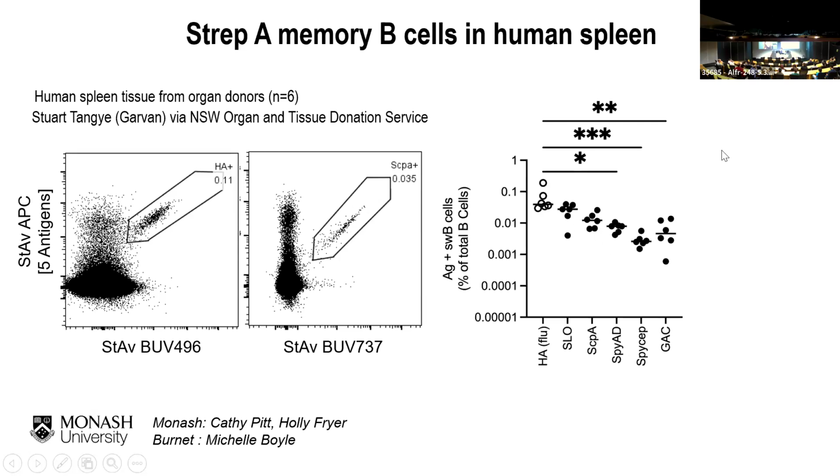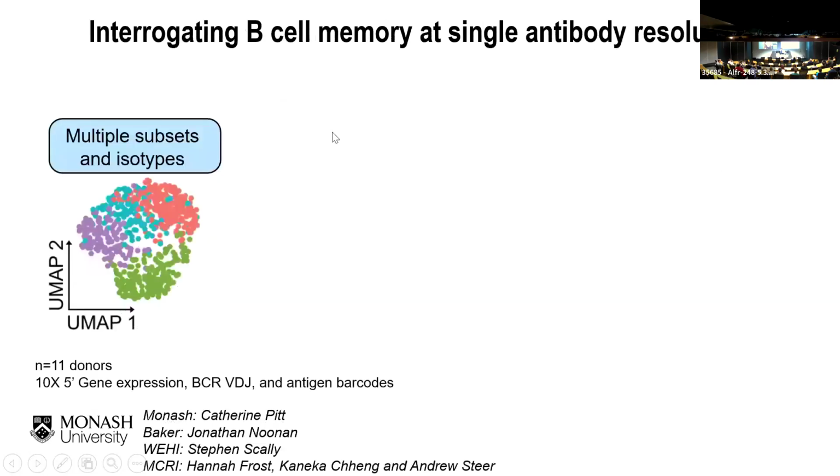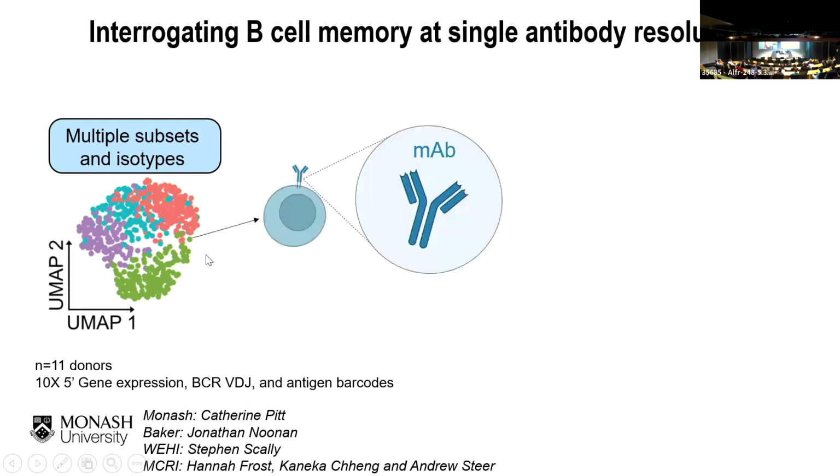So this is work that's kind of ongoing. The approach we're using to dig into this is single cell sequencing, where we can not only get information about what subsets of B cells are there and what isotypes they express, but also, where each of the dots here represents a cell, we can study the B cell receptor that those cells express and then make monoclonal antibodies.